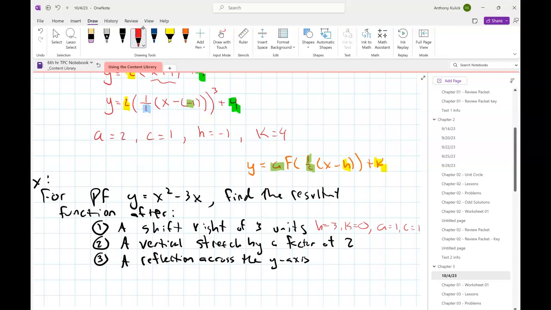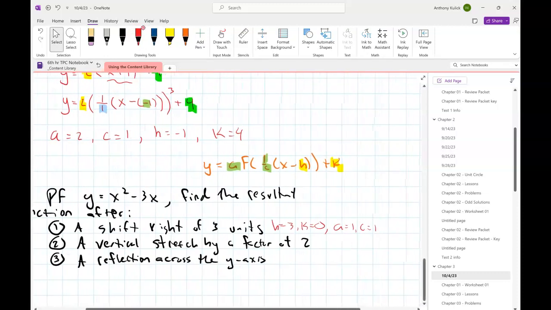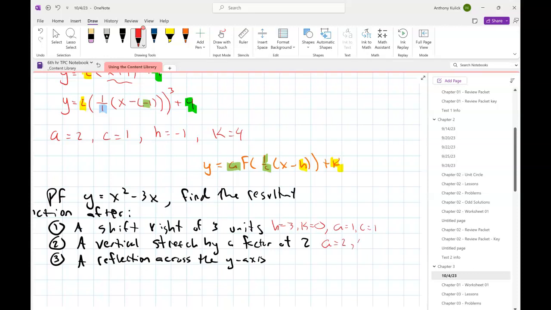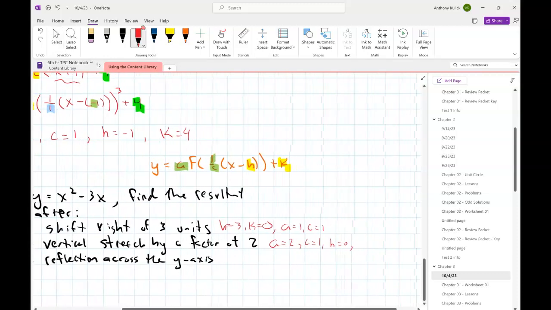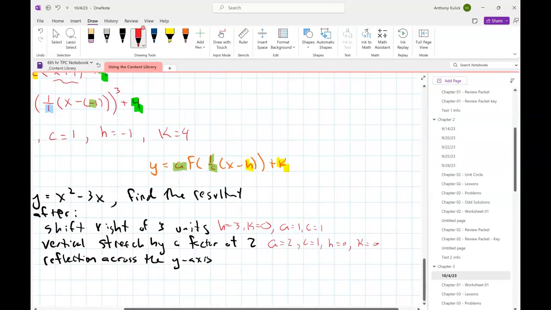All right. If I look at the next one, vertical stretch by a factor of 2, which coefficient are we talking about there? A, and it should be 2. So since C is not doing anything, it's 1. H doesn't do anything, it's 0. K doesn't do anything, that's 0.